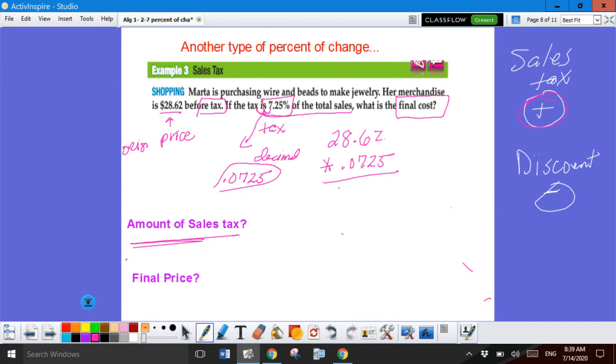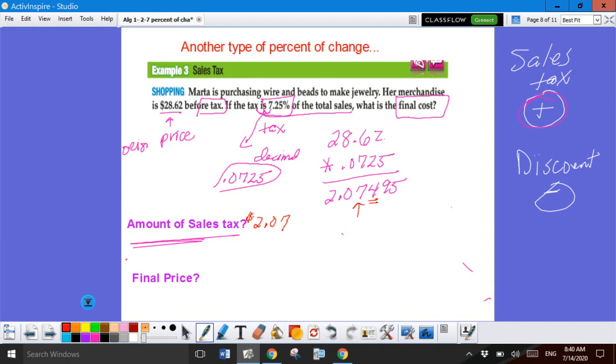Now remember, this is money, so we need to round appropriately, okay? So I come up with 2.07495. Remember, money is in hundreds, okay? So it's the second decimal spot. So since this is a 4, that 7 is not going to change. The amount of sales tax is 2.07.